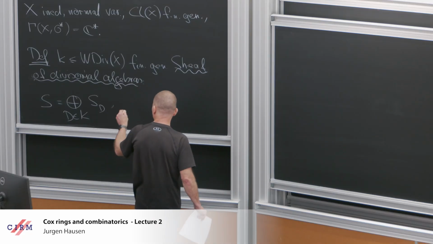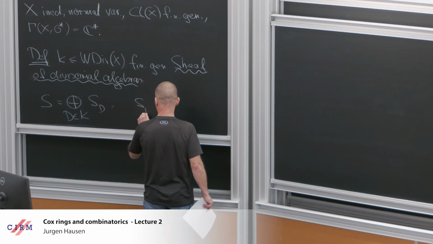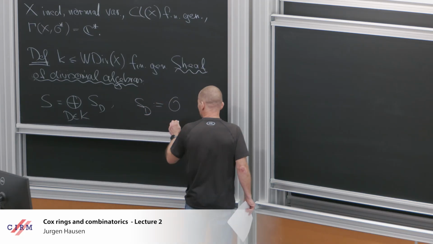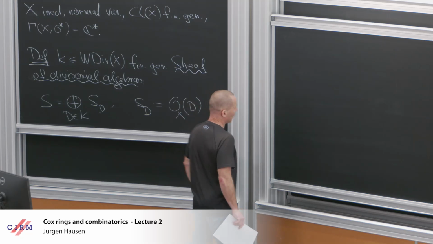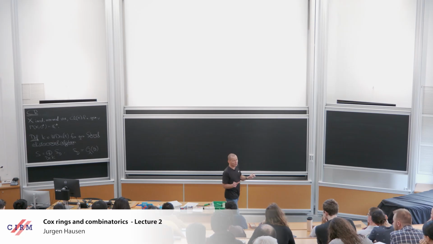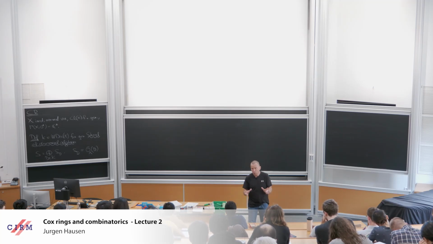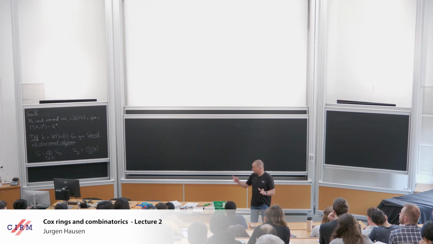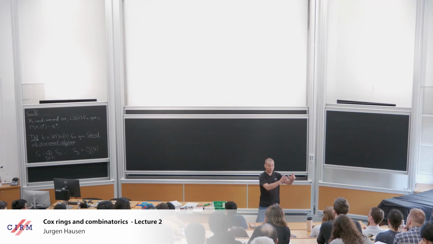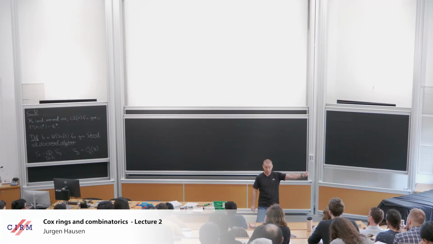The homogeneous component is just the reflexive sheaf associated with this divisor. That means, if you have an open subset U, what are the elements of sections? These are rational functions with the property that on this open subset U, the divisor of the function plus D is greater or equal to 0. Are you fine with that? Sounds good.